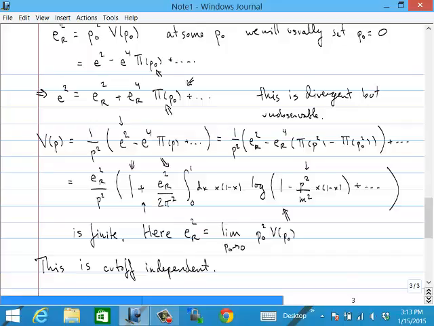Other questions? So let's just go ahead. It's a very important point that this result is cutoff independent. And moreover, that it depends on only two parameters. It depends on the physical electric charge, and it depends on the momentum at which I'm studying Coulomb's law.